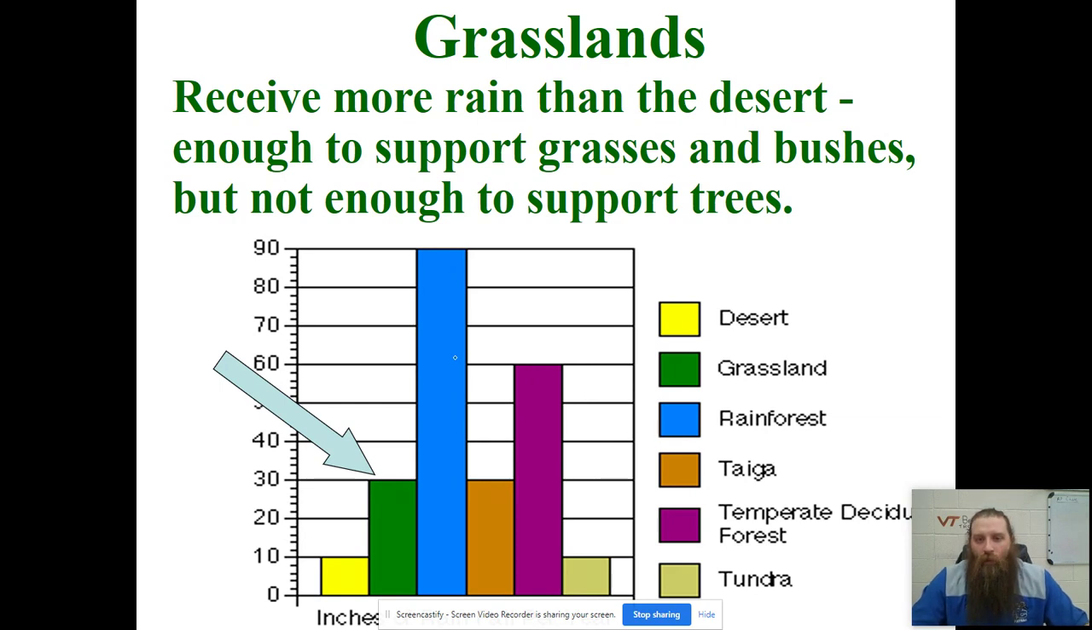Now, the next one we want to look at is the grassland. Grasslands get more rain than the desert. Right? They can support grasses, they can support scrub brush or bushes, but they can't support trees. They don't get enough rain to support trees. So we can see here in this graph, the grassland is getting more than that 25 centimeter cutoff. So there's the cutoff for our desert, but it's not getting nearly as much as our deciduous forest or our rainforest.